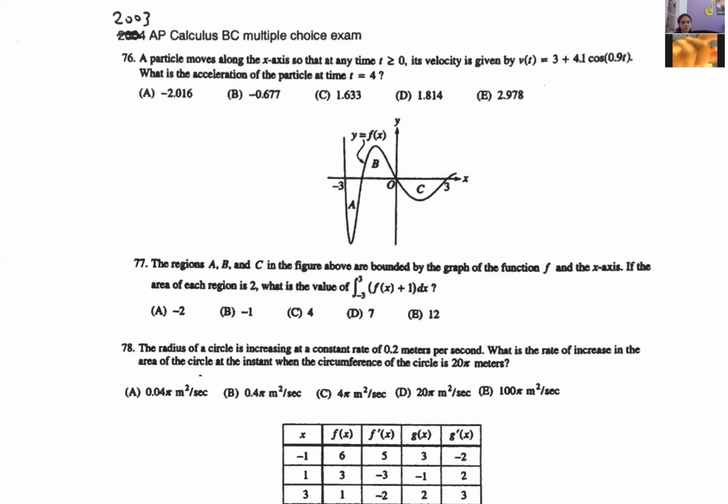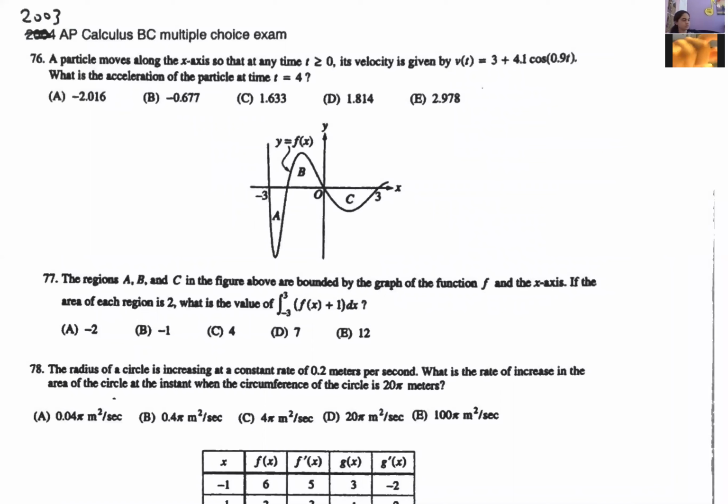Okay, so on 77, you can write this as the integral from -3 to 3 of f of x dx plus the integral from -3 to 3 of 1 dx. So I'm going to start by focusing on this one here.